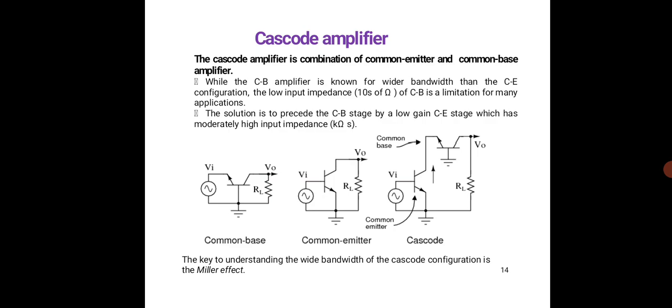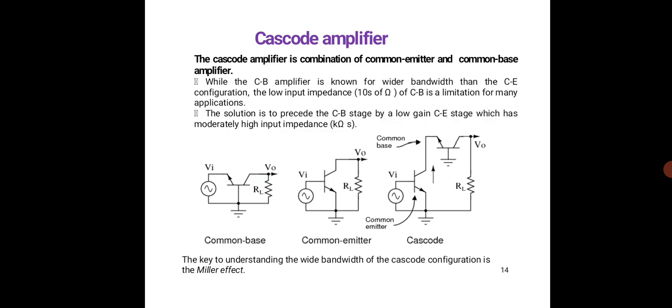Coming to one type, there you have a cascade type and you have a cascode type. Cascode is the amplifier we are going to see now. It is a combination of common emitter and common base amplifier. While the CB amplifier is known for wider bandwidth than the common emitter configuration, the low input impedance of common base is a limitation for many applications. That's one reason we normally don't prefer a common base. The solution is to precede the CB stage by a low gain common emitter stage, which has moderately high input impedance.